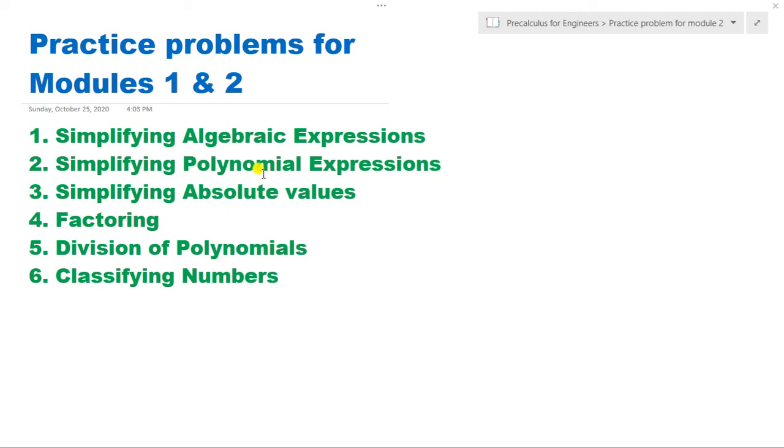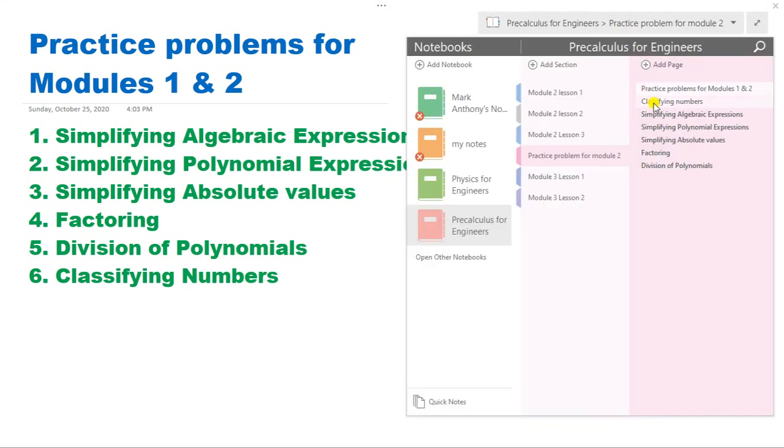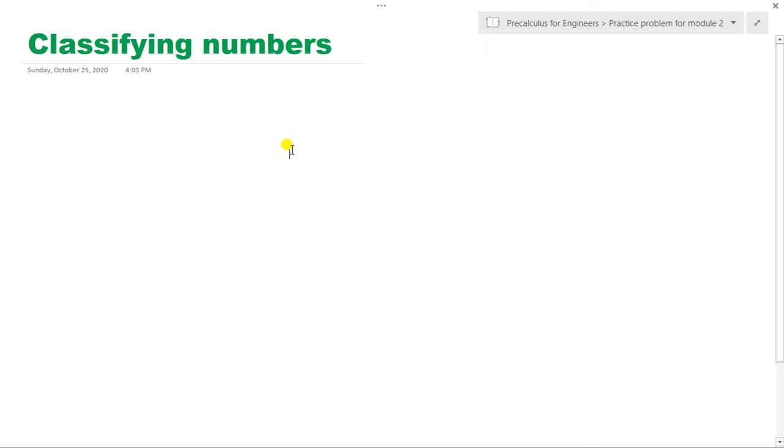problems na yan. So we have here, the first one is simplifying algebraic expressions, then polynomial expressions, absolute values, factoring, division of polynomials, and of course classifying numbers. So let's start with classifying numbers class.